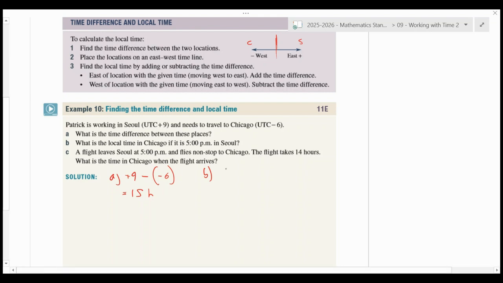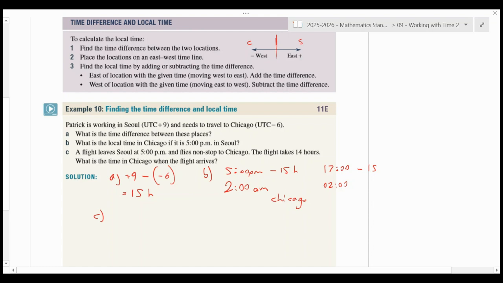You just do the 5 p.m. minus the 15 hours. Okay. And that would make it 2 a.m. Now, this is where 24-hour time can come in handy, because you'd have 1700 minus 15, which would leave you with 0200, which is 2 a.m. Okay, so 24-hour time can come in handy very much in these situations.